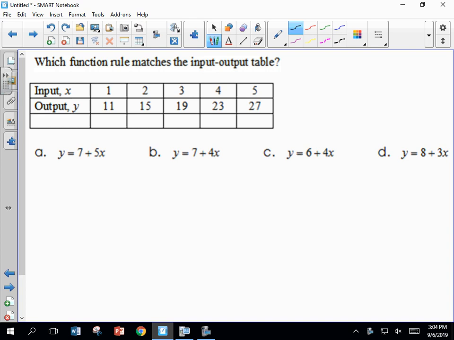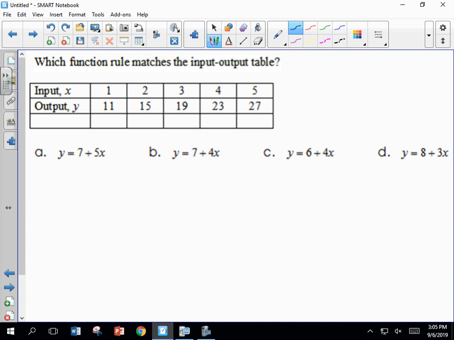All right, so we're starting our last topic before we move to reviewing for the test. It's just another type of version of what we've already been doing in terms of evaluating equations. So we've talked about input output. Now I gave you an input output chart table. So what you're going to do is figure out which one of these equations matches this chart.